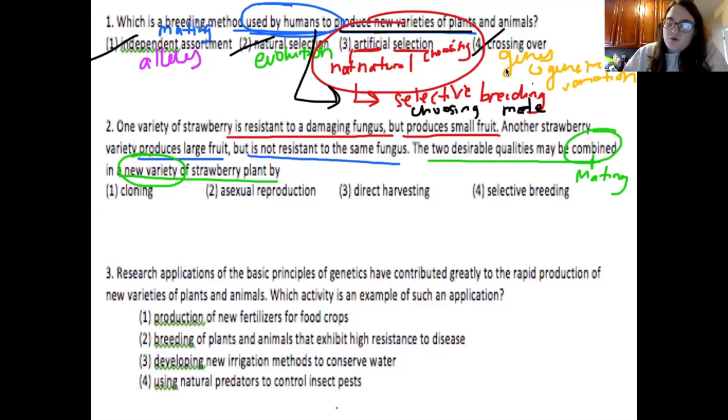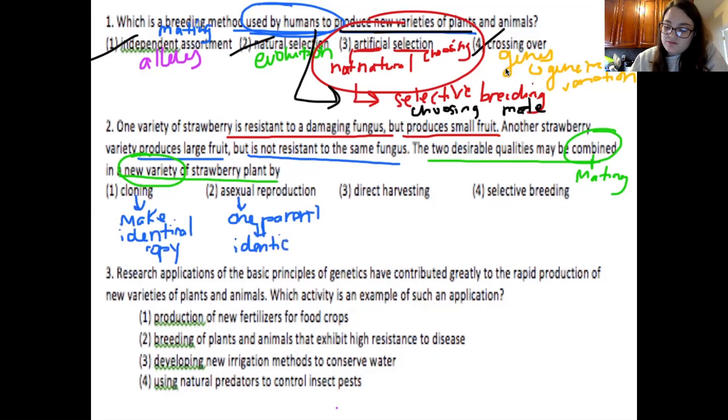Now we're trying to figure out what process we can do that through. So number 1 says cloning. When we talk about cloning, we're talking about making an identical copy. All right, number 2, asexual reproduction is when there's only one parent. And once again, that offspring is going to be identical. Number 3 is called direct harvesting. We haven't even talked about this, but the word harvesting is talking about like harvesting crops.